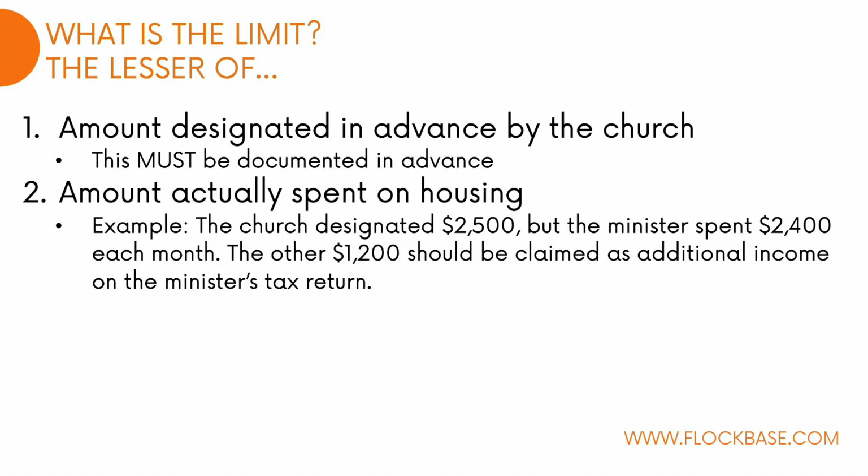At the end of the year, that minister just simply claims the extra $1,200 as additional income on their personal tax return. It doesn't change the way the church reports it, because the church is not responsible for keeping track of how much the minister has spent on housing allowance. That's the minister's responsibility. So number 1 is the lesser of the amount designated or the amount spent.